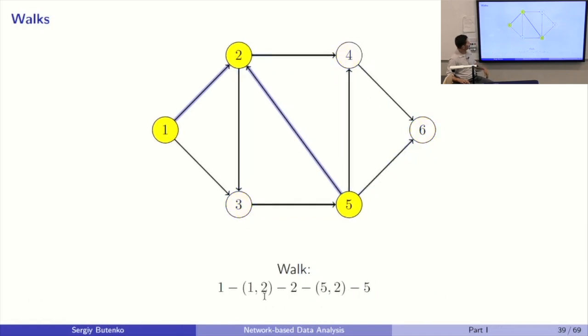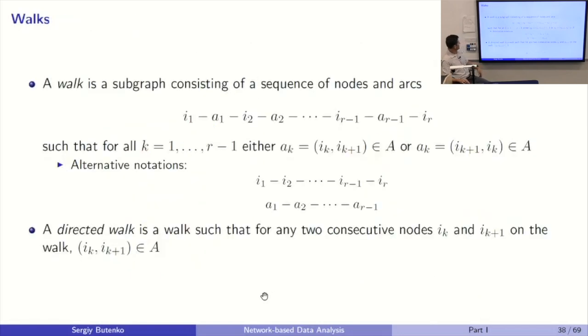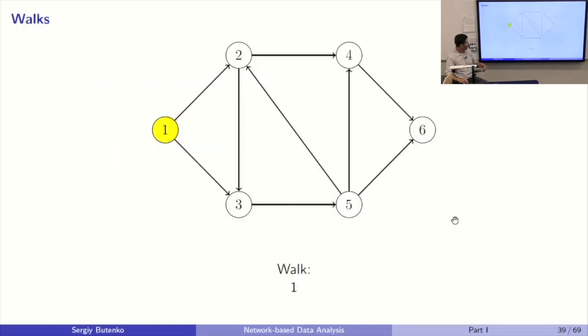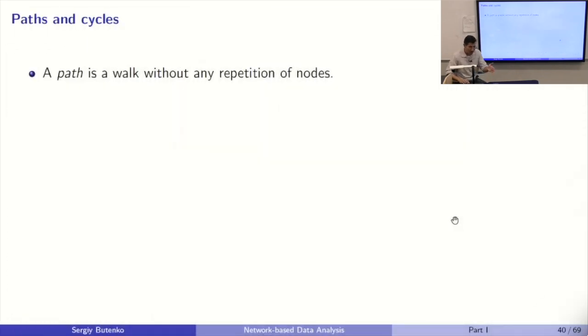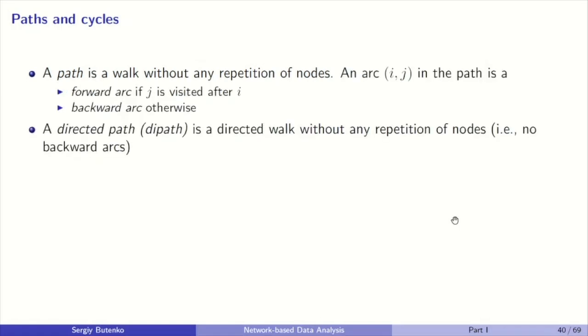Then there were a couple of other definitions. A directed walk is a walk such that for any two consecutive nodes, you walk along the correct direction, essentially. So in the directed walk, you have to respect the directions, okay? And in a general walk, you don't have to. We talked about the Eulerian walk, right? That is when you visit all the arcs in the network exactly once, so that was the definition of the Eulerian walk. There is a concept of a path as well.